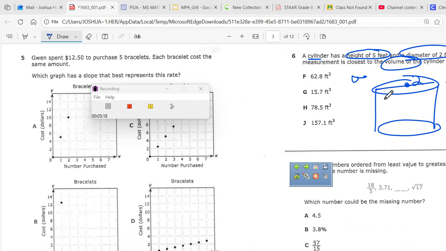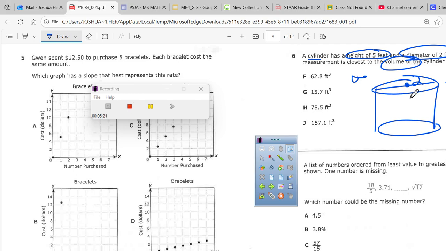So we're going to come here. Volume is equal to pi. Radius is going to be, divide this in half, 1. Your radius is equal to 1. 1 squared times the height of 5. Pi, 1 squared times 1.